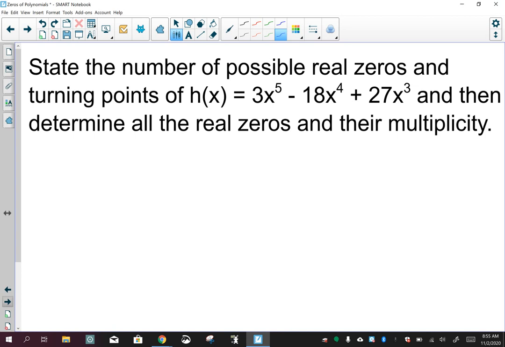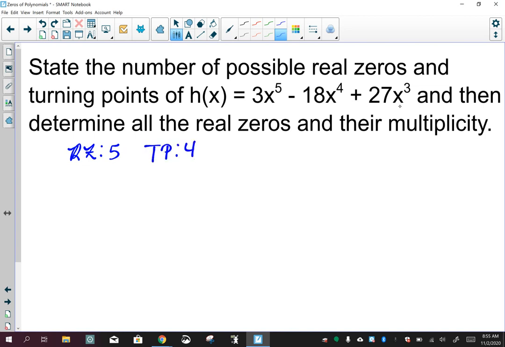State the number, so the same type of question. So we're going to try one more time and see how you do. So let's just run through this one together real quick. So I've got my real zeros. That's going to be a 5. My turn points will be a 4.